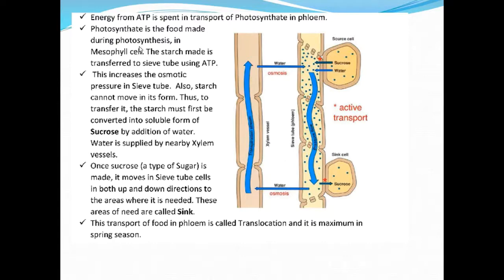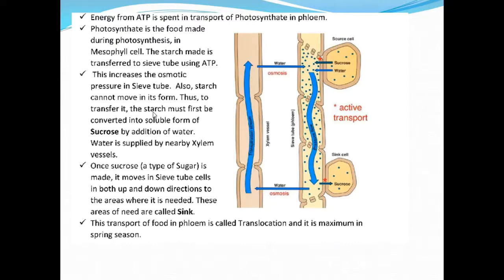And what is the food manufactured? It is the glucose, which is stored in the form of starch. So the starch made is transferred to the sieve tubes using energy that is derived from ATP. Now, this increases the osmotic pressure in the sieve tube. And starch, the stored form, cannot move on its own.